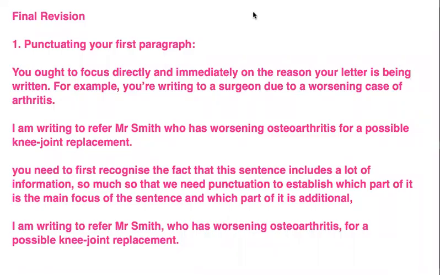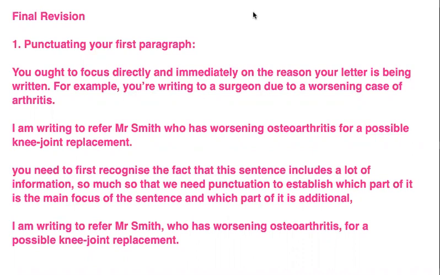أول حاجة هنتكلم عنها number one, punctuating your first paragraph. وطبعا اتكلمنا عن ده before قبل كده كتير جدا، واتفقنا إنه you ought to focus directly and immediately on the reason your letter is being written for. أنا ليه بكتب الليتر أصلا أو ال purpose لازم يكون واضح جدا من الأول خالص، من أول introduction بتاعتي.